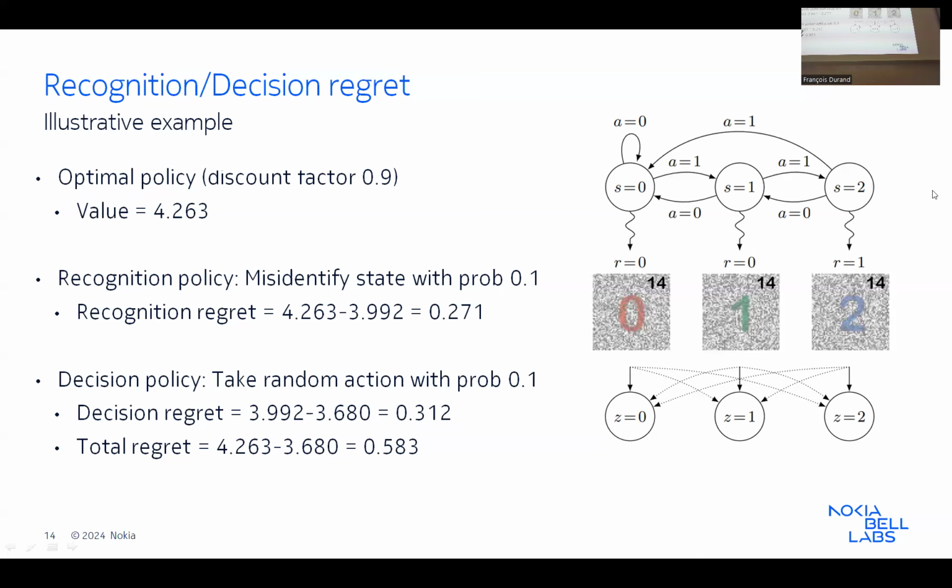a reward at this point of 3.68. So we're losing another 3.12. So our total regret between the optimal and the suboptimal situation, which comes from a suboptimal recognition policy and a suboptimal decision policy, is 0.583. So obviously the numbers are not so important. Maybe what's most important is to think of this notion that we can get things wrong both by misrecognizing the number and by taking a bad decision, even if we recognize the number correctly.